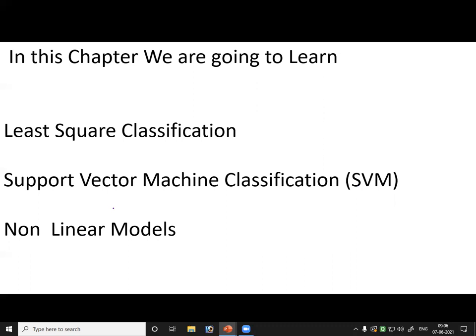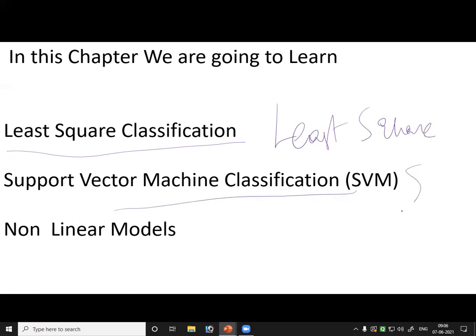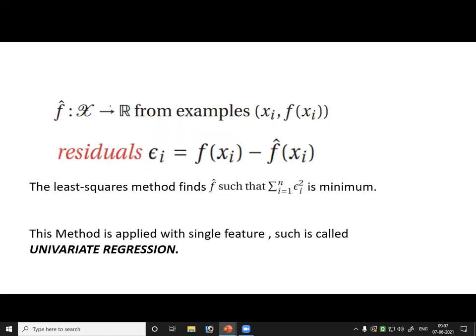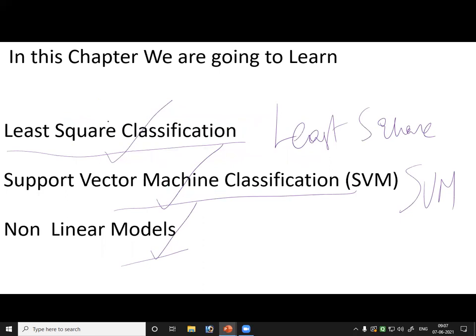In this chapter, we are going to learn what is called least square classification, support vector machine, SVM, and some nonlinear models. We are going to have least square classification, support vector machine, and nonlinear models. Least square, my dear friends, least square, right? Now we are going into the subject concept.